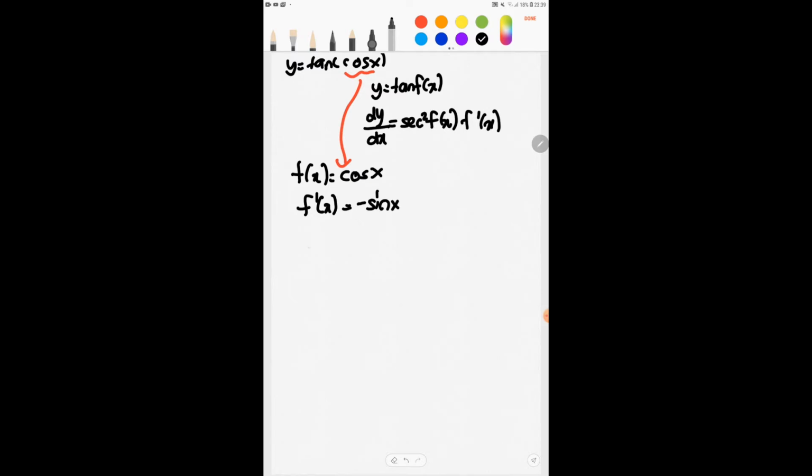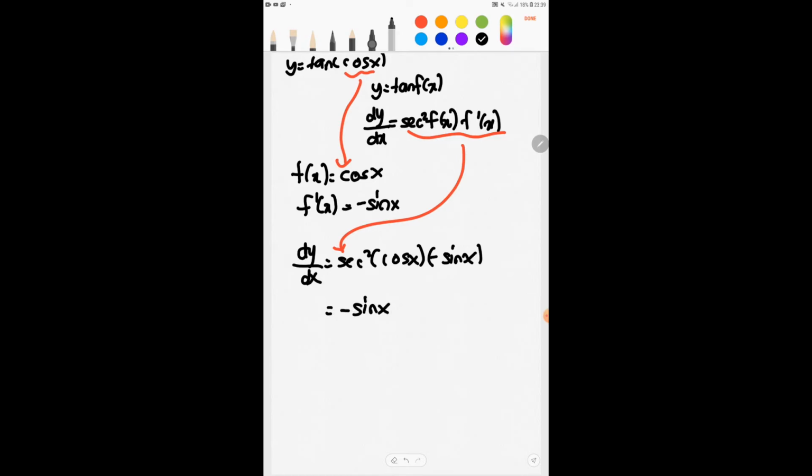So now therefore the dy dx would be equal to, we take the formula, it comes from here, so we have dy dx is equal to secant squared cos x multiplied by negative sine x. So at last we get it as negative sine x secant squared cos x. So this is the dy dx.